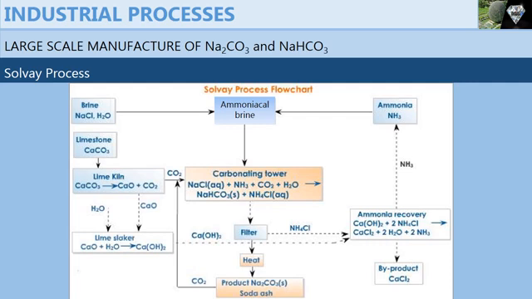The ammonia gas is recycled back and is reused in the beginning of the process. The initial ammonia that we use in the Solvay process is obtained from the Haber process. However, most of it is recycled back. The byproduct that is obtained from ammonia recovery is calcium chloride.